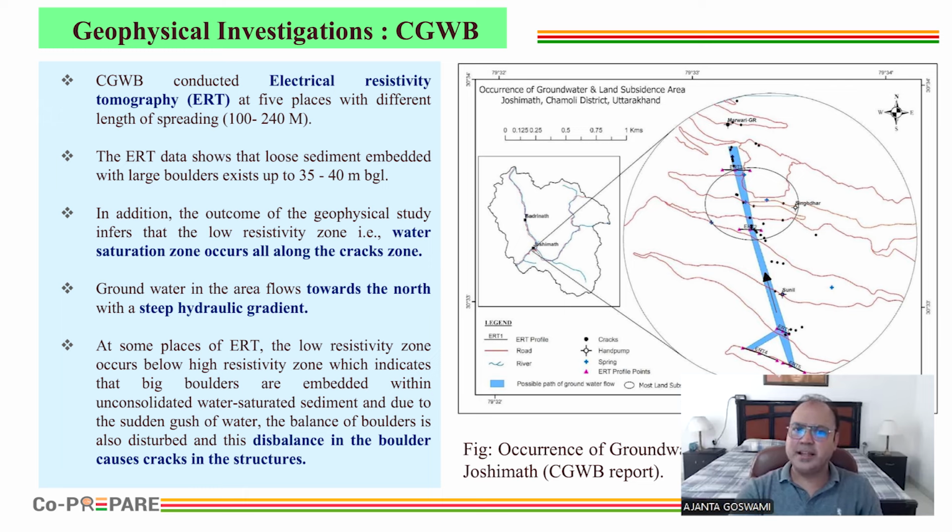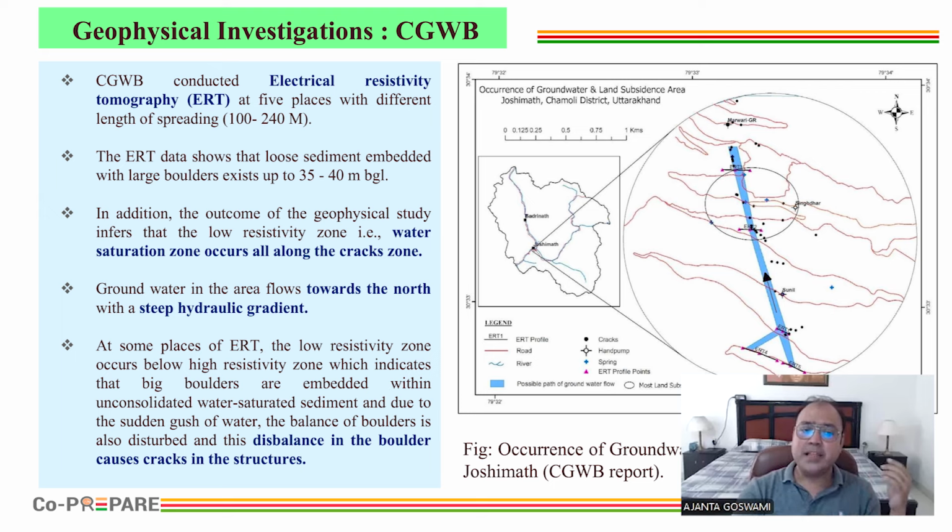They also did ERT survey at five places. And this ERT survey shows loose sediment embedded with large boulders exists up to 35 to 40 meter below ground level. Same NGRI has also claimed. In addition, the outcome of geophysical study infers that low resistivity zone, that is water saturation zone, occurs all along the cracks zone. So all along the crack zone, there is a water saturation zone. Groundwater in the area flows towards the north with a steep hydraulic gradient.